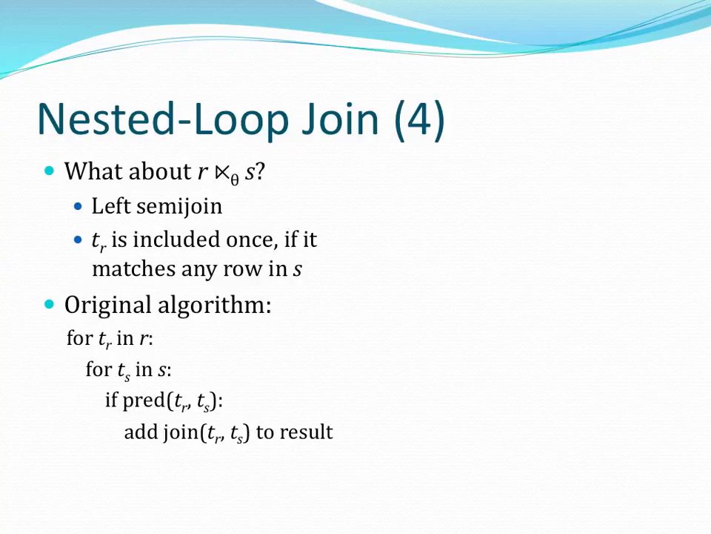Everybody see how to do this? We just have a little bit more logic that we need to incorporate. We only care about the T sub R, that's right. So, I mean, add join to result versus add T sub R to result. It would be add T sub R to result. Yeah, we need to break out of the inner loop because now we're done with T sub R. We just go on to the next T sub R.